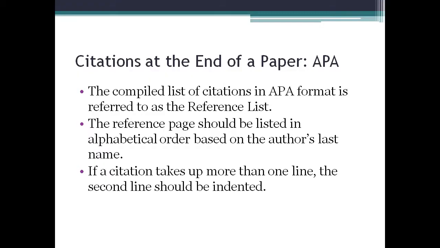Okay, citations at the end of a paper in APA format. The compiled list of citations in APA format that you use at the end of the paper is referred to as your reference list. Basically you're just going to have a separate sheet that's entitled References, centered at the top of the page. The list should be in alphabetical order based on the author's last name. And if the citation takes up more than one line, then you use a hanging indent and the second line is indented.